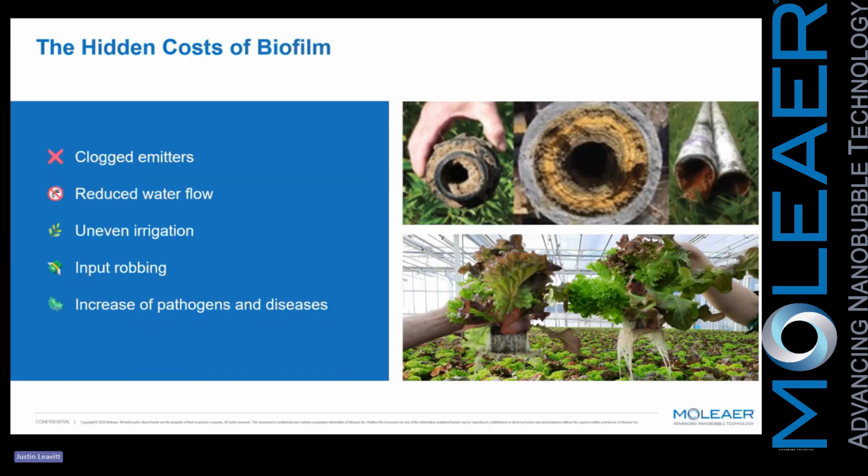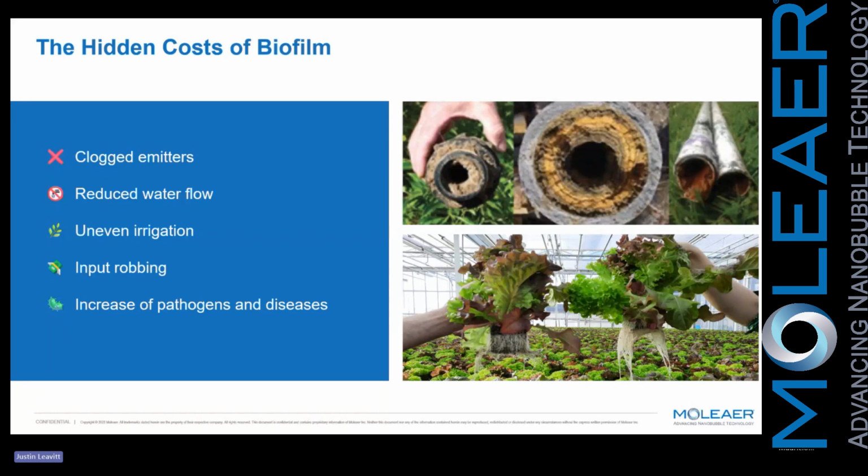There's a lot of hidden costs to biofilm. One cost that's not so hidden is clogged emitters. As a grower, dealing with clogged emitters is the worst. It is probably a stage at which if you see clogged emitters, that's probably some of the worst of the biofilm. Those clogged emitters are going to be causing you to have crop loss.